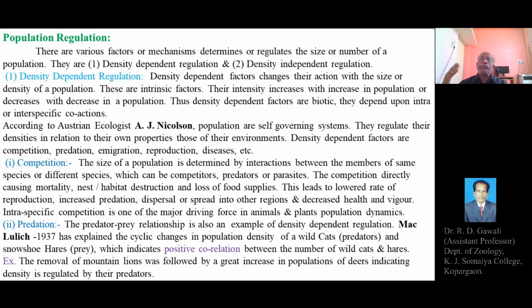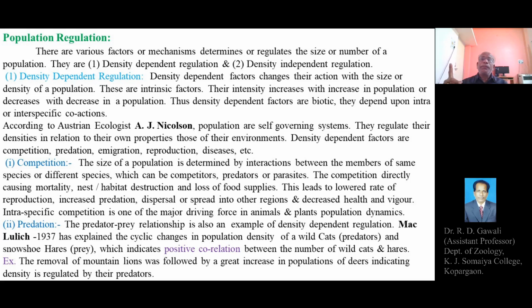Then emigration. When the population size is maximum, where there is an increased number of individuals in a population, this can lead to competition. This can also lead to predation. This can lead to emigration, means the outward movement. So due to the competition, some organisms of the population can leave this particular place and go to certain other safe place so as to avoid overcrowding.